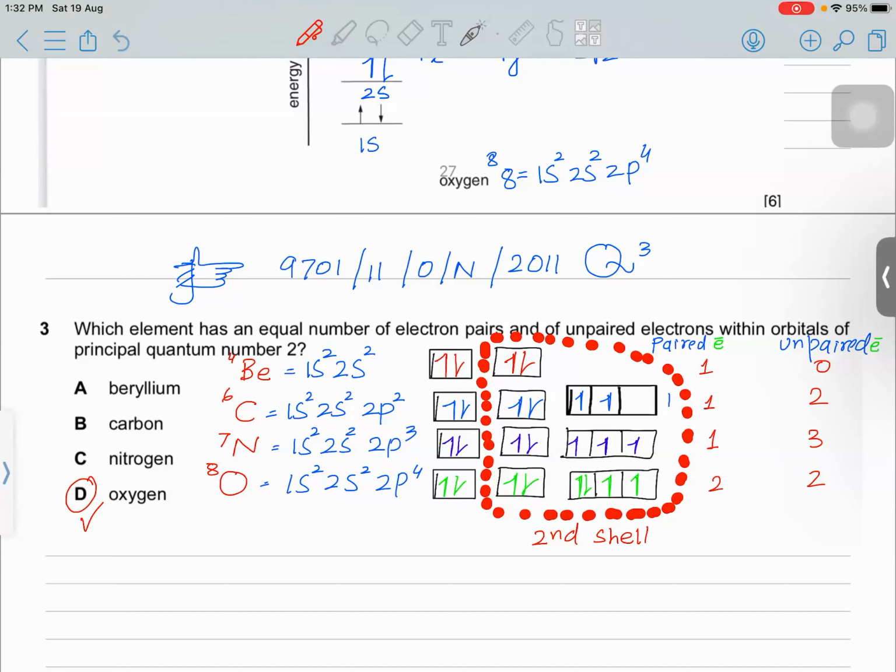Read the question again. It says electron pairs, so two electron pairs. Number D is correct. The 2s contains two electrons and the 2p contains two electrons which are paired. So the correct answer is D.